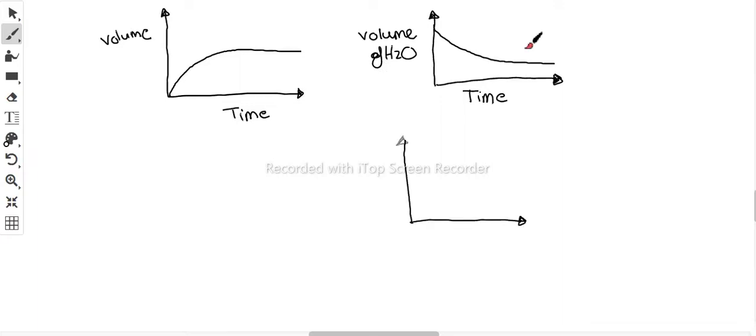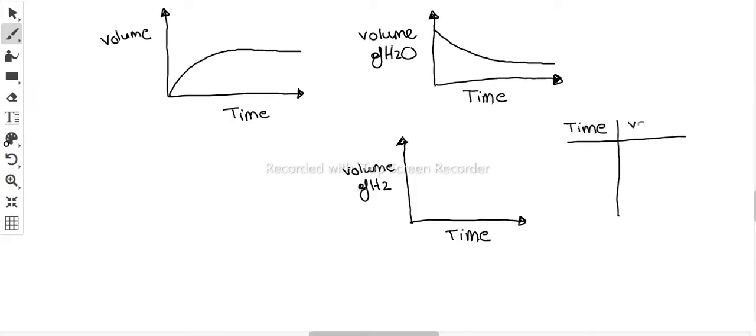You can also have another graph which shows the relationship between the volume of the gas that has been collected, which is the volume of hydrogen gas, and here I have the time. But I need to start thinking, how can I have the volume of hydrogen gas instead of the volume of water? So I need to have another table that shows the relationship between the time and the volume of H2 gas. I have 0, 30, 60, 90, and 120.